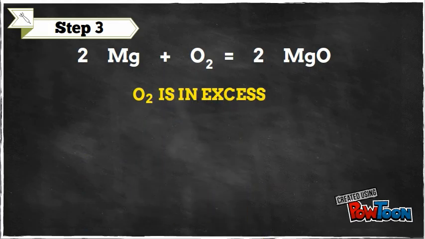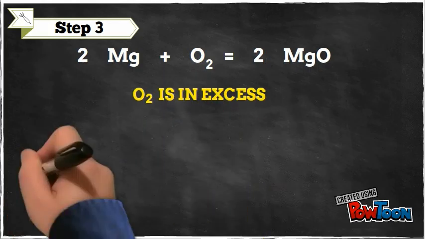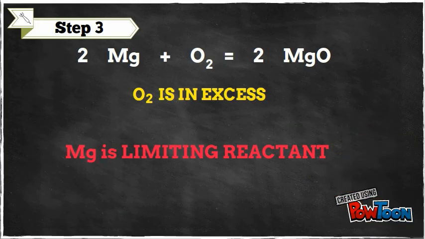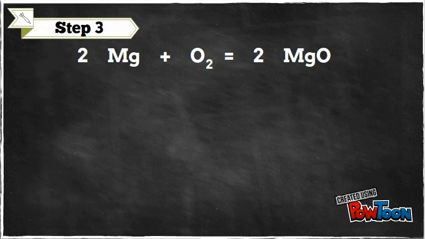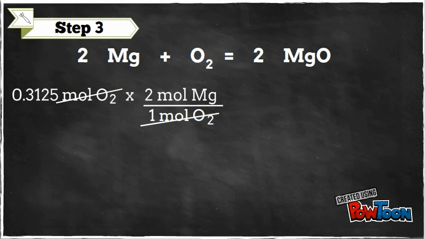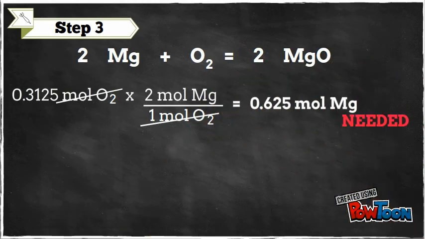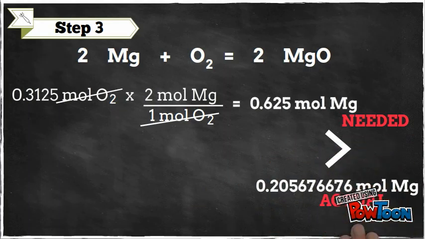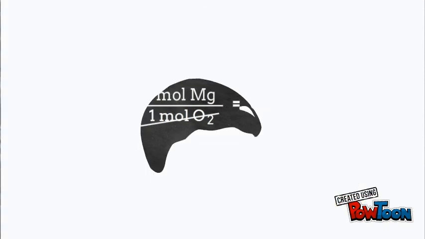So if oxygen is our reactant that is in excess, then magnesium must be our reactant that is limiting. Magnesium is the limiting reactant because it would run out first if we reacted all of the oxygen we have. If we had chosen oxygen, then we would use the mole-to-mole ratio to figure out the theoretical amount of magnesium that we would need for the reaction. We would have found that the theoretical amount of magnesium is greater than the actual amount we have. So again, magnesium is the limiting reactant.